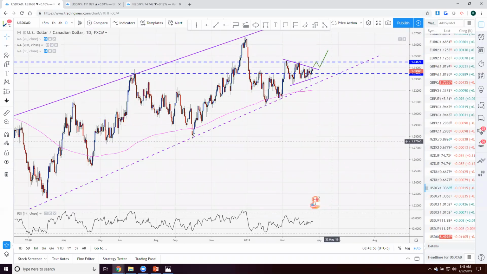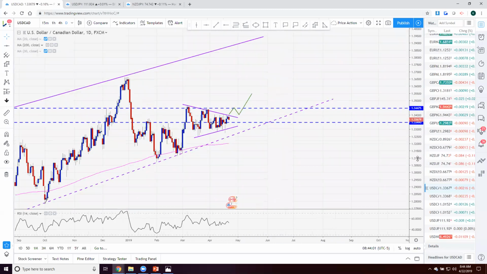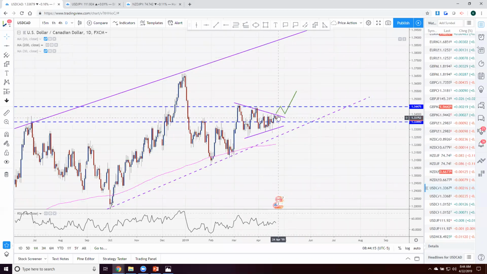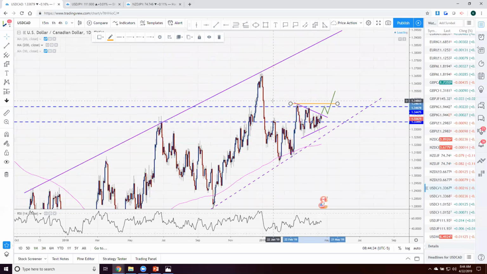US dollar CAD. Currently consolidating in a triangle, watching for a potential breakout. At least right now, looking for a breakout higher. See multiple wick rejections down here. So it'd be a good opportunity to watch for a breakout higher. Now, whether you trade the breakout here, retest, or you just continue to wait until you get above the high of this and break out of that.